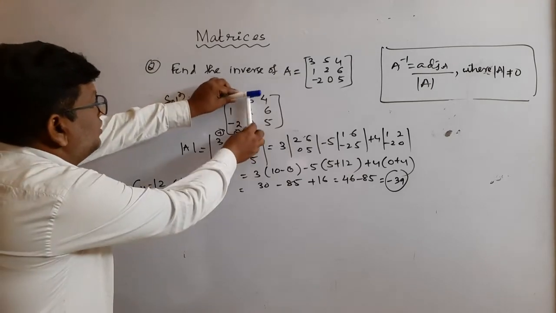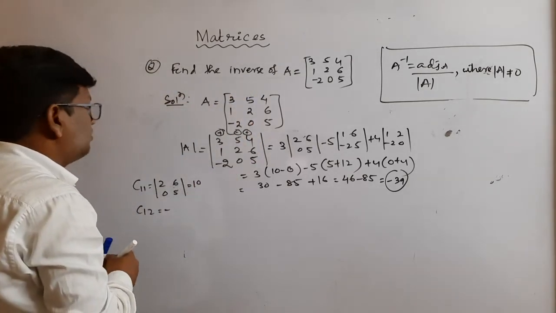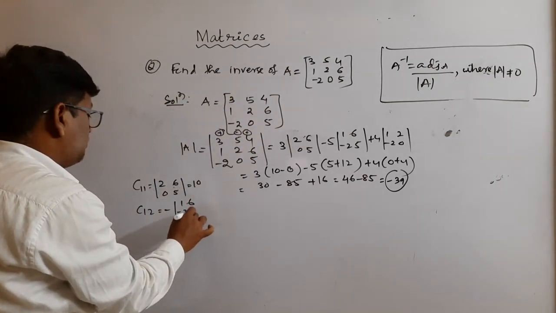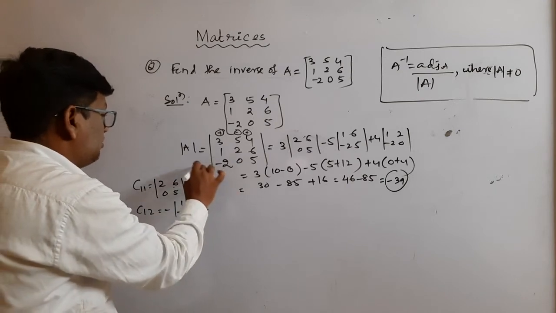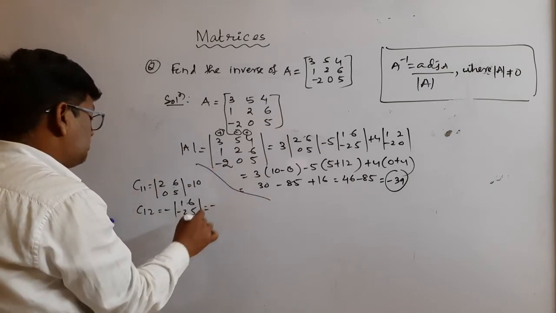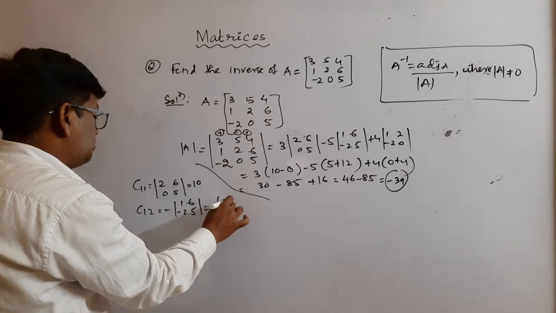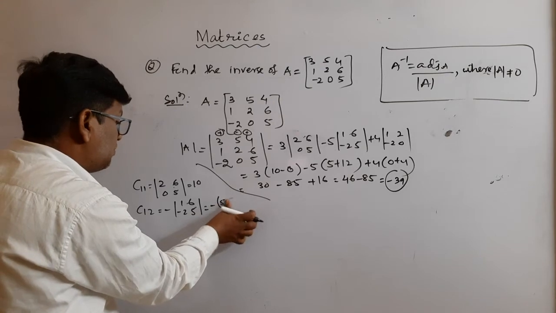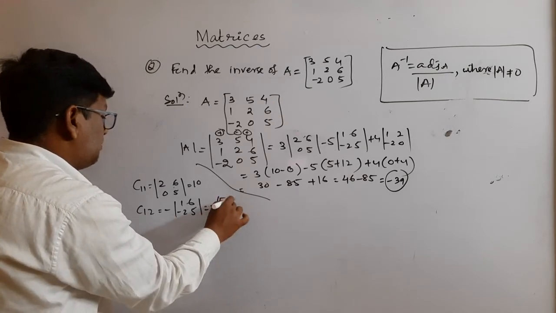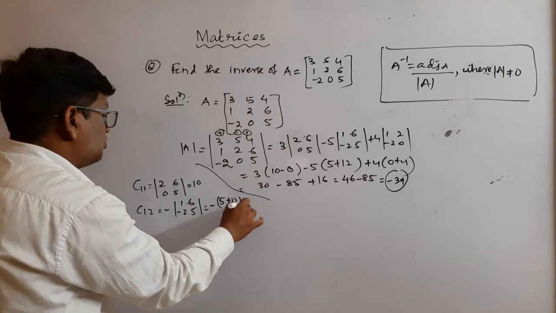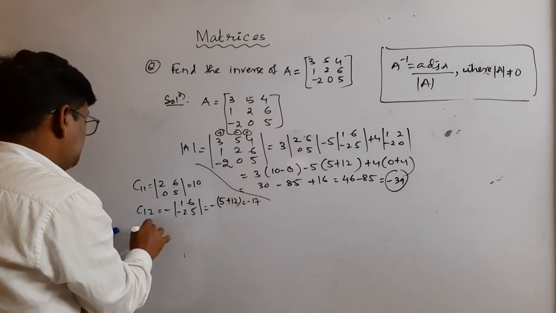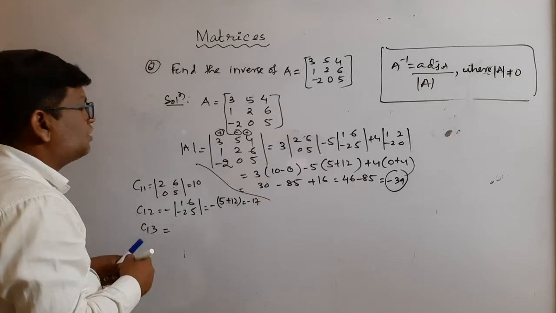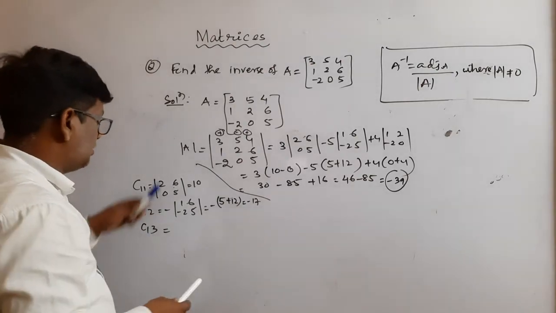C12: 16 minus 25. So the minus sign goes here, minus put. This is 5 plus 12, so 5 plus 12 is 17, so minus 17. C13 is even: first row, third column.